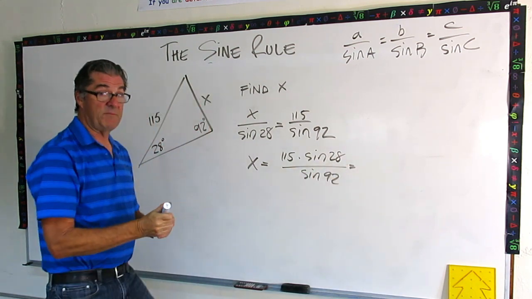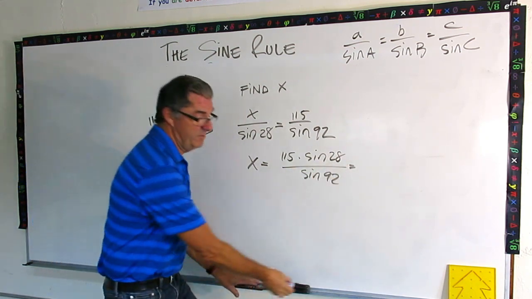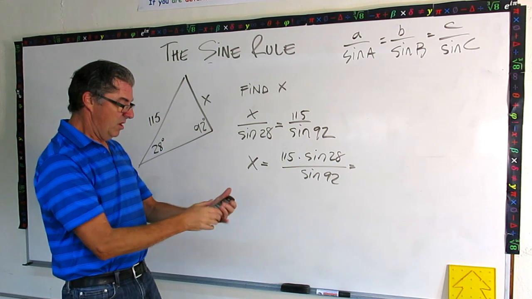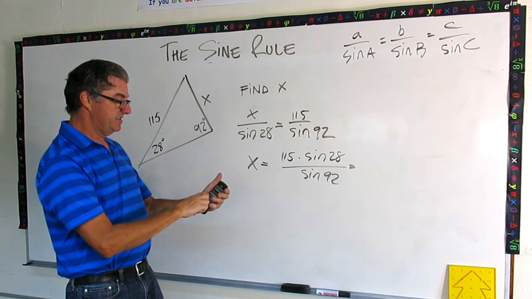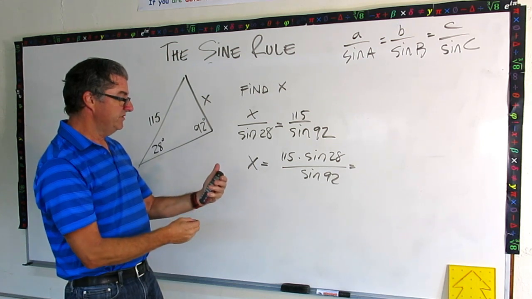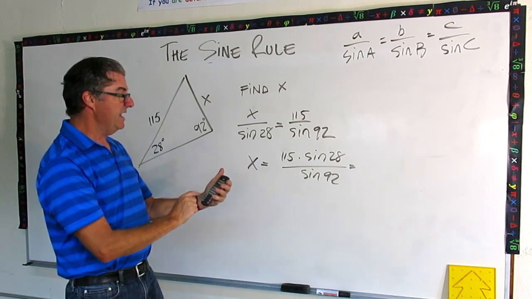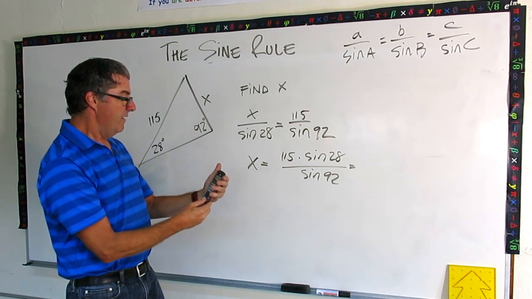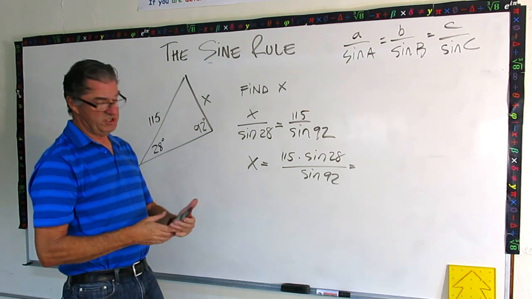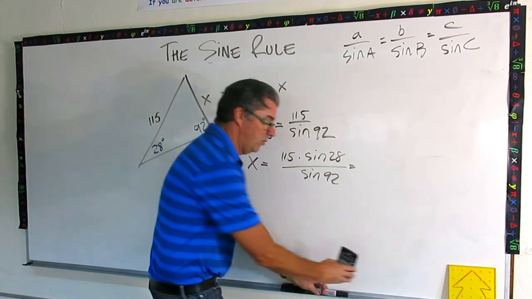And now I can get out my handy-dandy calculator and do the math. So 115 times sine 28, that equals, and then divided by sine 92. And that's going to give me 54.02. So I'm just going to round that to 54.0.